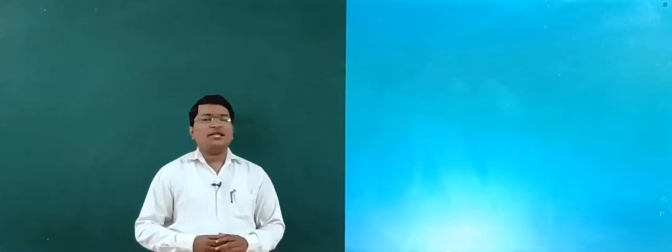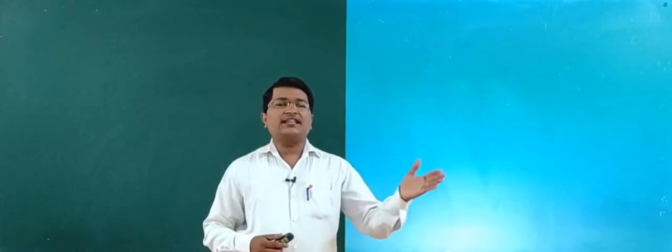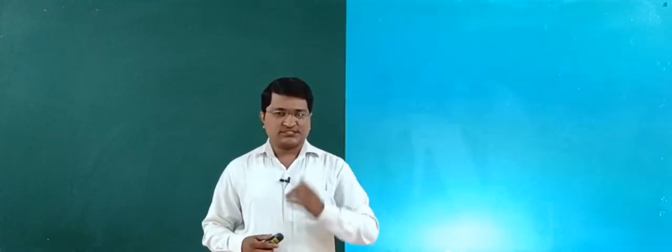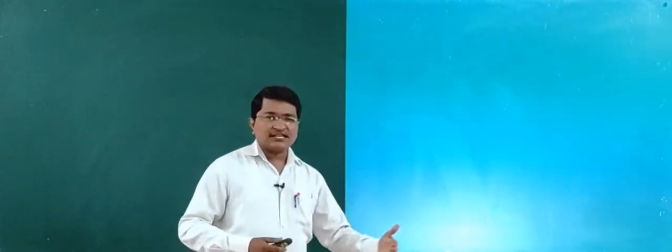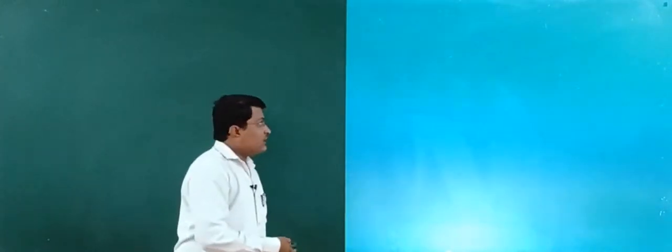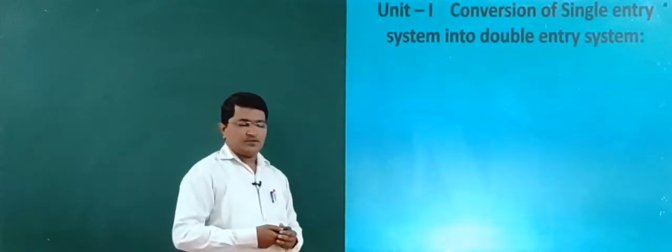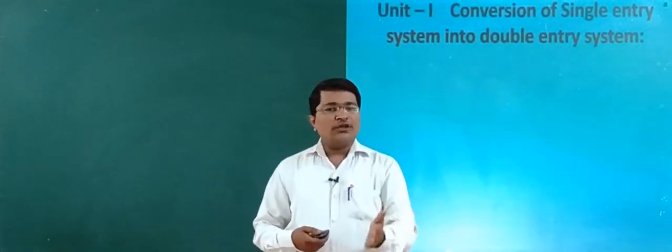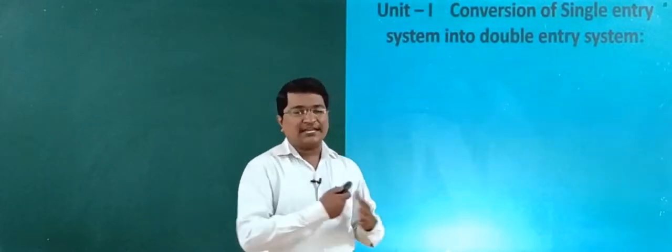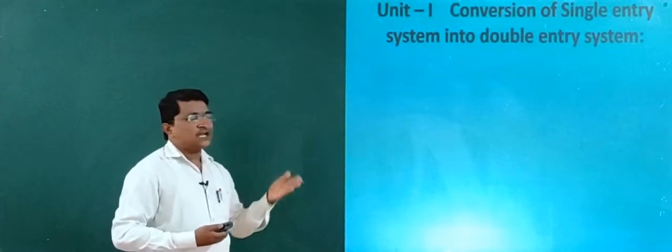Right, in the previous class you studied the syllabus contained in financial accounting first. In this class we move to the first unit, that is conversion of single entry into double entry system. As you already know from the previous class what it contains, let me once again introduce what it contains.